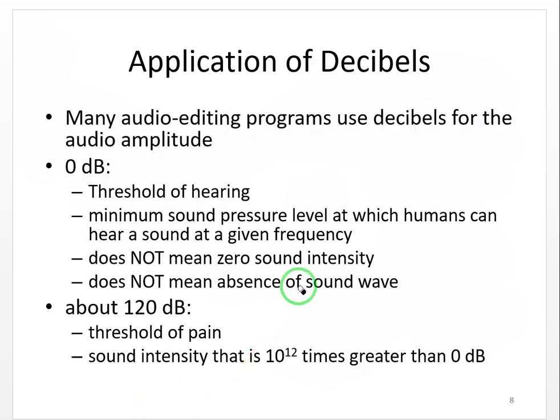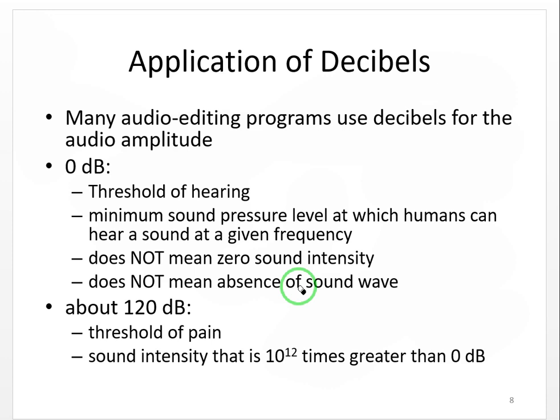Now, the application of decibel, because we measure sound in the unit of decibel. You guys know about decibel, and you have studied it in physics, data communication, wireless communication, and so on. Many audio editing programs use decibels for audio amplitudes. 0 dB means the threshold of hearing, the minimum sound pressure level at which a human can hear a sound at a given frequency. It doesn't mean zero sound intensity.